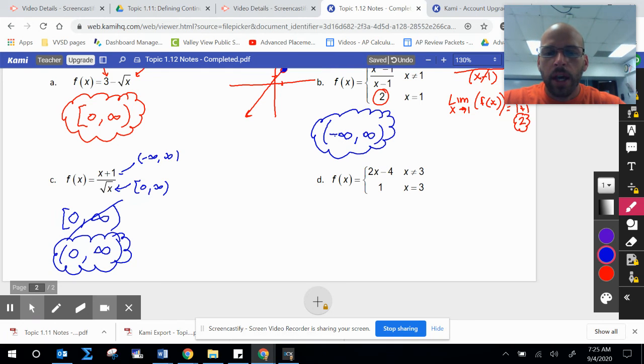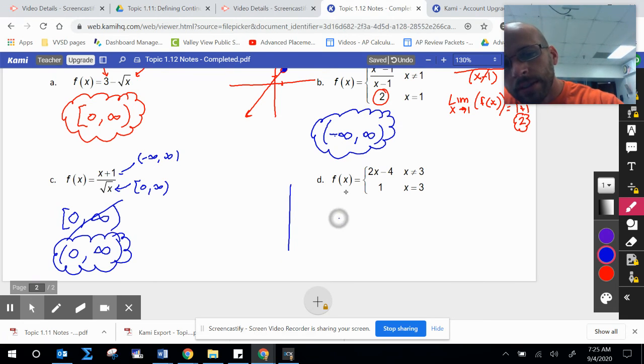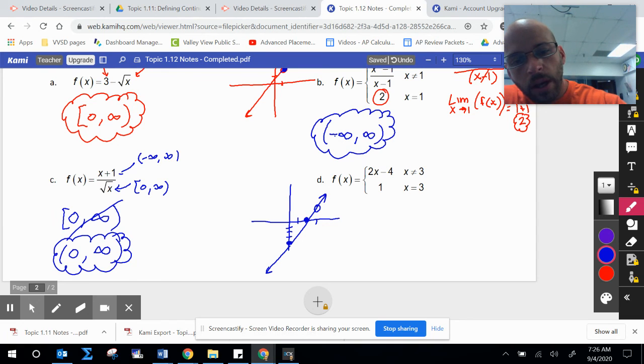Okay. And then last but not least, let's take a look at this next one. It's very similar to part B. I have a line 2x minus 4. So at negative 4, I'm going to go up 2 over 1. I'm going to draw this. It does not exist at 3. However, at 3, I want to put a point of 1. So the question is, is this hole going to be at 1 or not?